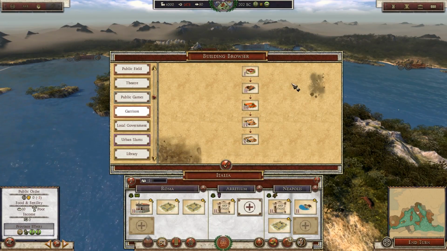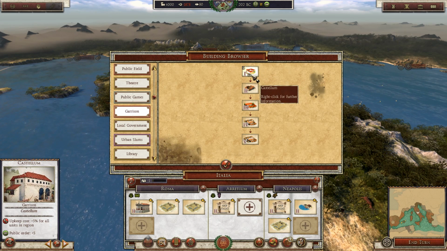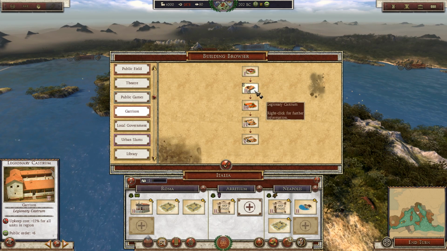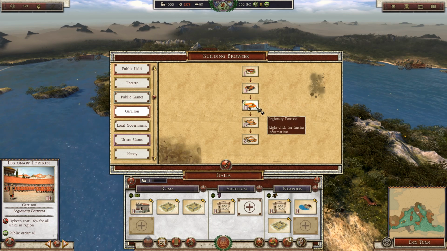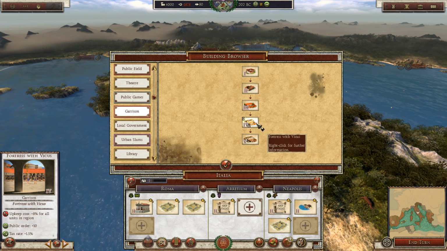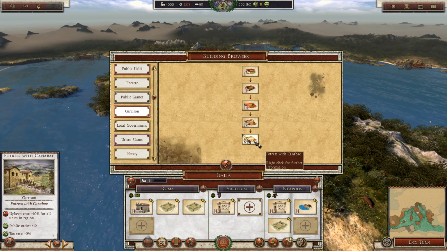Garrisons provide garrisons in cities just as in the vanilla Attila version, while also providing public order and increased tax rate in the higher tiers, at the expense of upkeep cost. We at this moment have no idea how large the garrisons will be or what kind of units they will consist of.